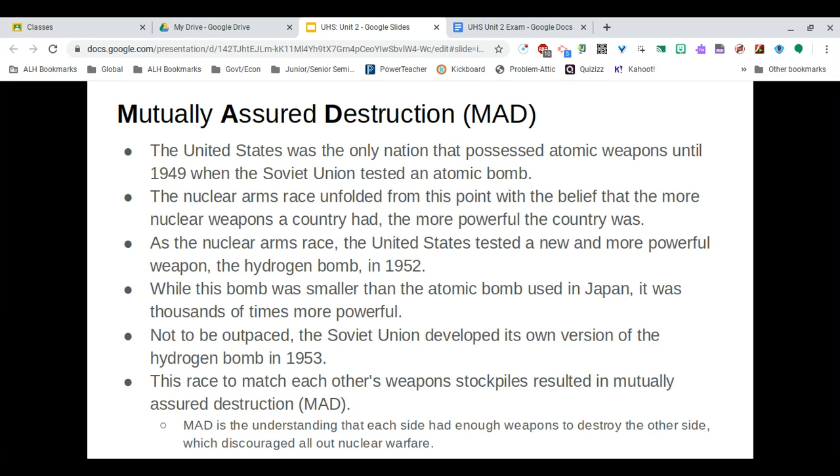So this ends up becoming MAD, which is the understanding that each side had enough weapons to destroy the other side, which discouraged all-out nuclear warfare. The United States was not going to blow up the Soviet Union because, before that bomb hit, the Soviet Union could release enough to destroy the United States. This is what's going to keep people at an even pace for a little while. We're going to continue to build, but we're going to start to realize, oh no, we actually could destroy each other and we need to prevent that from happening.